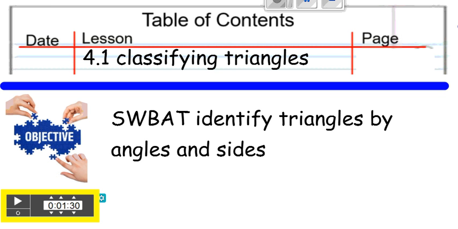All right, there's your table of contents. Go ahead and write it down and come on back when you're done.